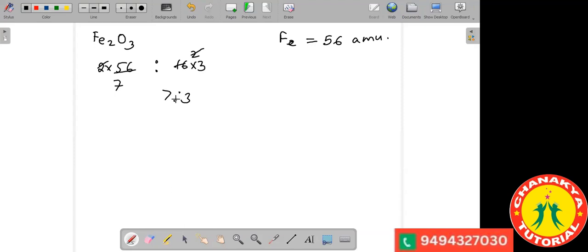Sir, but should it not be oxygen and Fe? We are finding the ratio of masses. No, but the weight of oxygen in Fe2O3 is 48 to 16, which simplifies to 3:1.